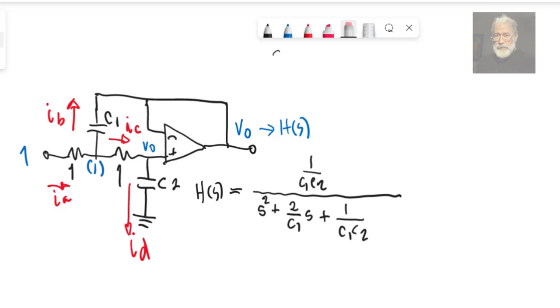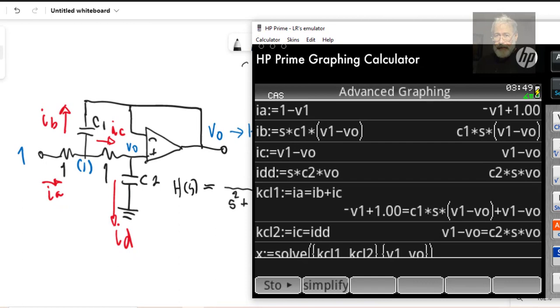Let me identify the currents IA, IB, IC, and ID, and then we can write a KCL equation for node 1 here, and another KCL equation for this other node here at the non-inverting terminal of the op-amp. In the calculator, I define the values of the currents. IA is 1 minus V1 divided by 1 ohm. That is the current IA, 1 minus V1. IB is V1 minus V0 divided by the impedance 1 over SC1. That is SC1 multiplied by V1 minus V0.